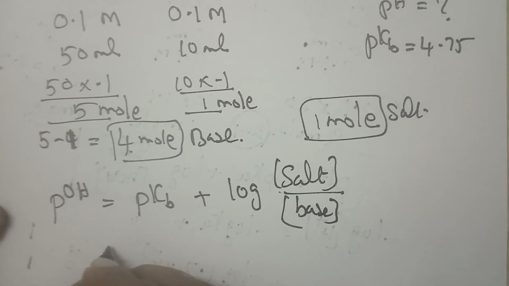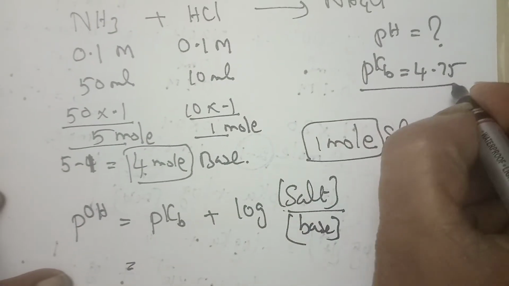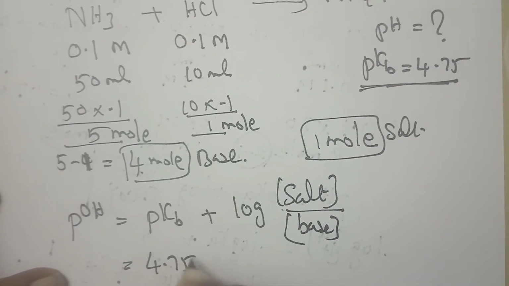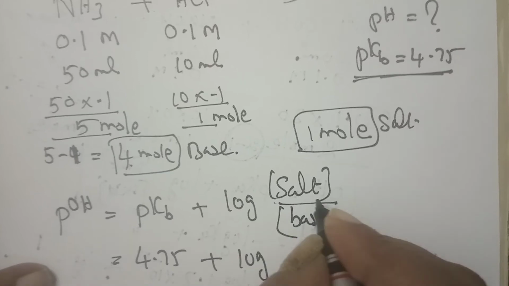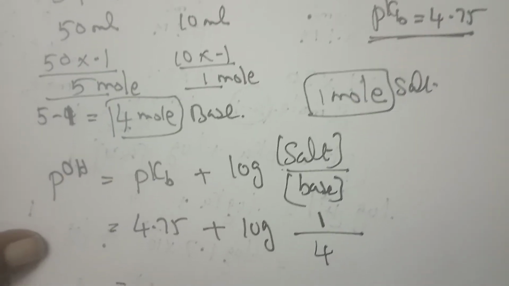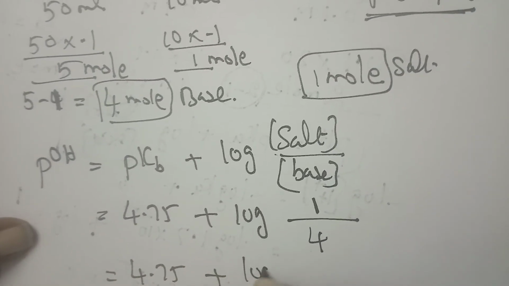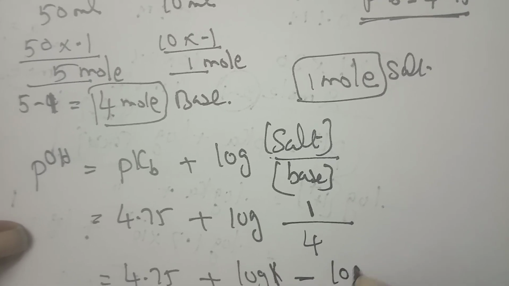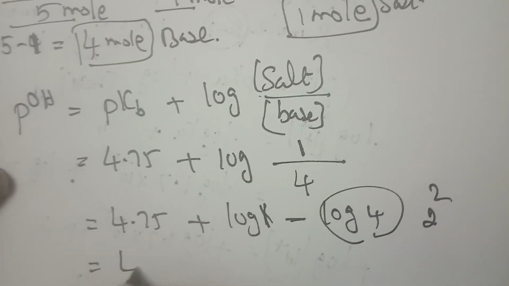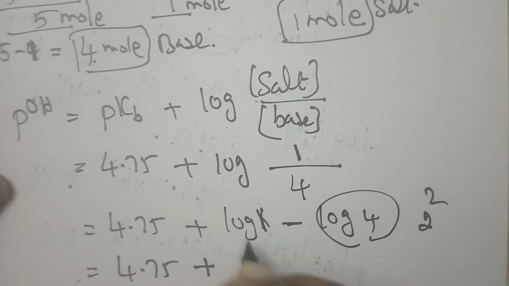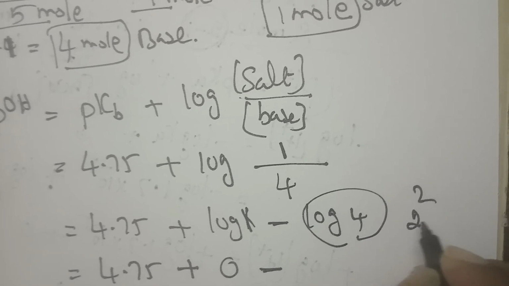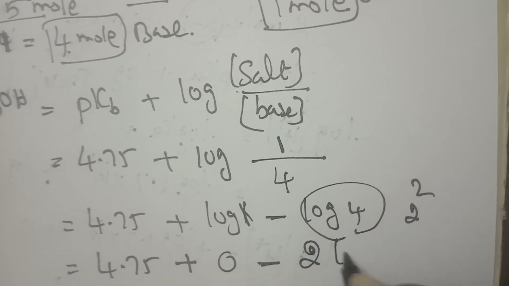Okay, now let us substitute here. In this sum they are giving pKb itself, so you take it as it is, 4.75 plus log of concentration of salt, which is 1 mole, over concentration of base, which is 4 mole. Now let us go for simplification. Plus log 1 minus log 4. Log 4 you can write as log 2 power 2. So 4.75 plus log 1, which is 0, minus log 2 power 2, which you can write as 2 log 2.